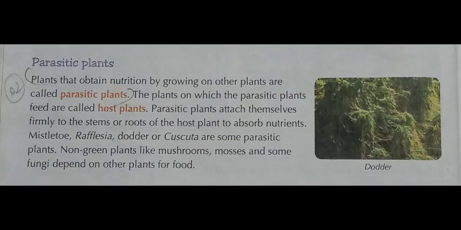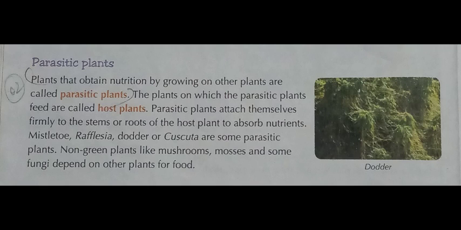The next page, as you can see, is parasitic plants, which I already described to you. So let us go through it. Plants that obtain nutrition by growing on other plants are called parasitic plants. The plants on which the parasitic plants feed are called host plants. So there are two types of plants: parasitic plants and host plants. On the other hand, what are host plants? The plants on which parasitic plants feed are called host plants.